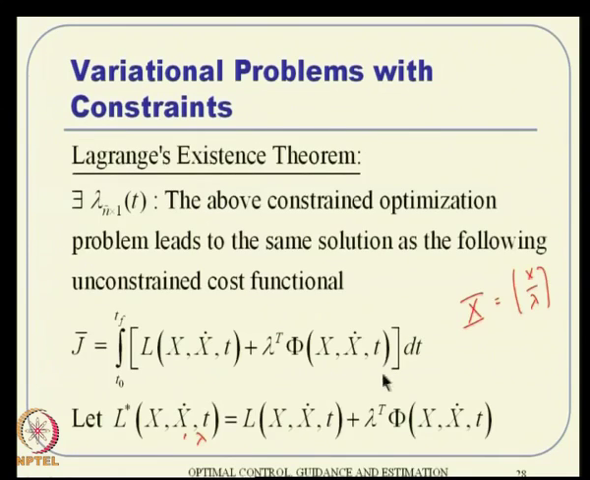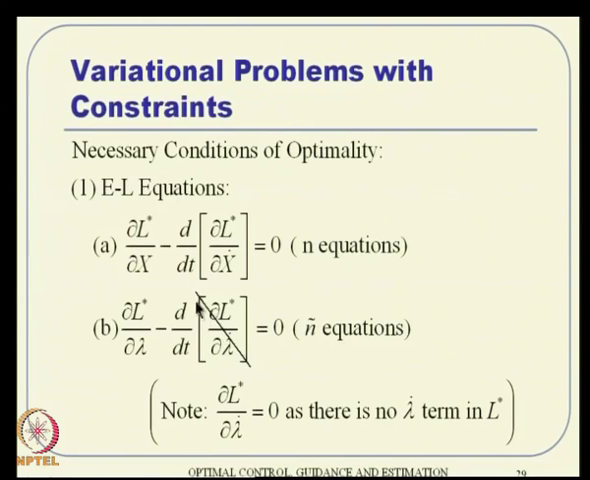Also remember, L star does not contain any lambda dot expression. Because of that, the partial derivative with respect to lambda dot happens to be 0. So the time derivative of that is also 0. That is how it leads to del L star by del lambda equal to 0.